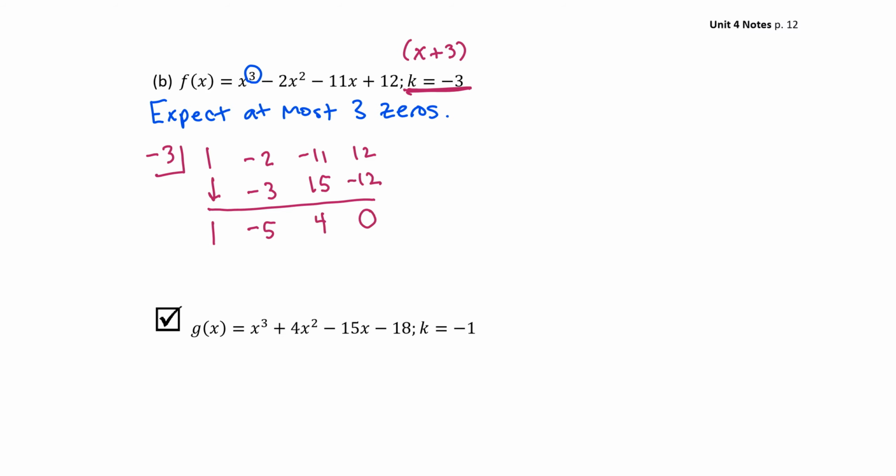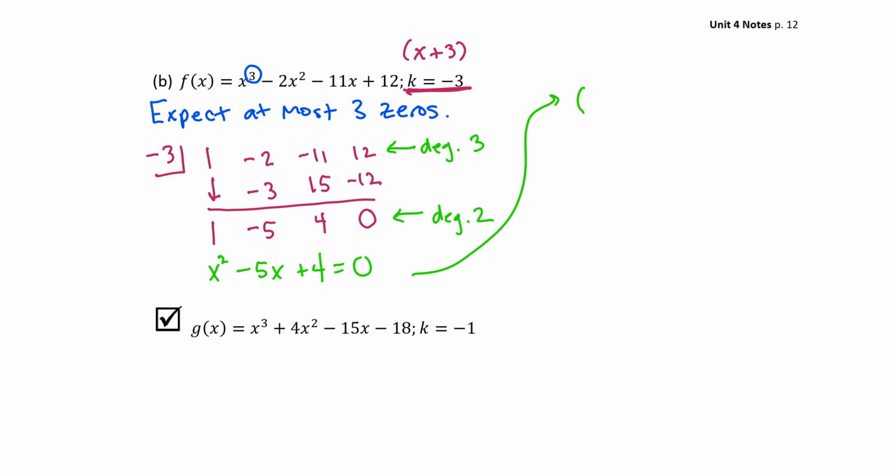Now, remember, we are looking for a total of 3 zeros. We were given 1, so where are the other 2 going to come from? Well, recognize we started with a degree 3 polynomial, so these leftovers here should represent a degree 2 polynomial. That's 1x squared minus 5x plus 4. We're going to set this equal to 0 to find the remaining 2 zeros.